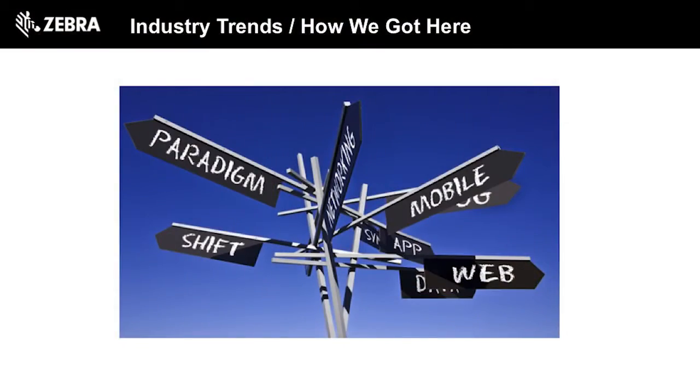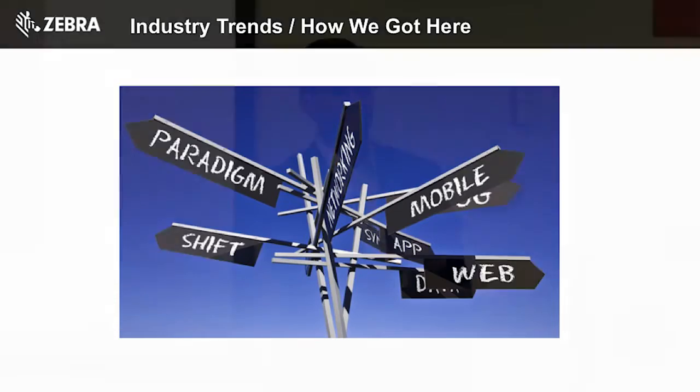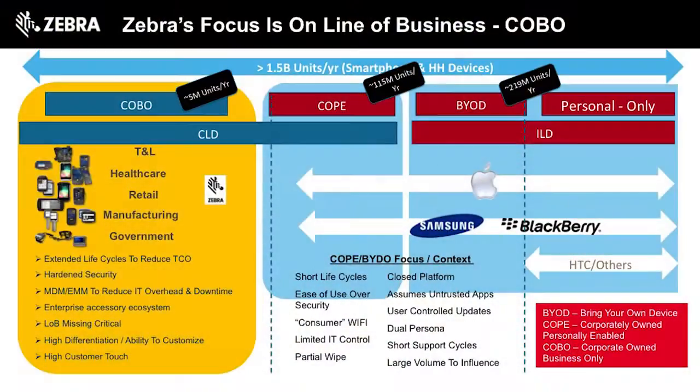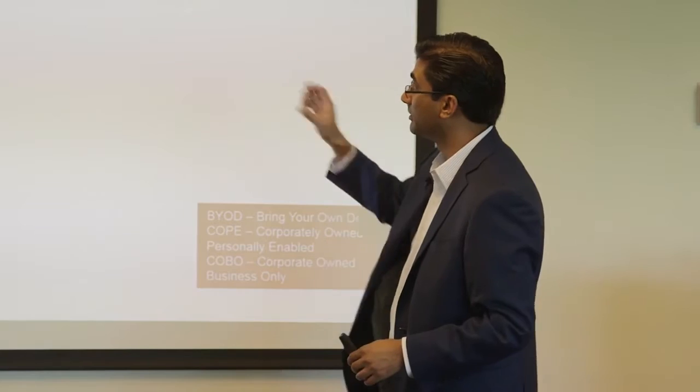Okay, now how did we get here? If you look at some of the signposts, when you think about Android and look at the market in general, we'll look at some of the patterns and trends which have led to where we are today. So first, when you think about the overall market for mobile devices, there are about 1.5 billion devices out there. This includes consumer devices, enterprise devices, tablets, everything, right? There are about 1.5 billion devices out there.